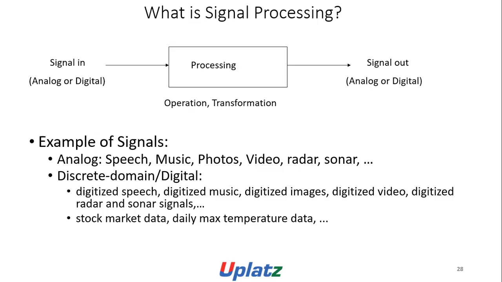What is digital signal processing? Signal in, analog or digital. Operation and transformation by the processing, and signal out, analog or digital. Examples of signals: analog, speech, music, photos, videos, radars, sonars; discrete time domain and digital: digital speech, digital music, digital images, digital videos, digital radar, digital sonar signals. Stock market data, daily max temperature data.